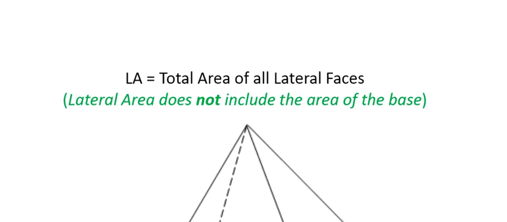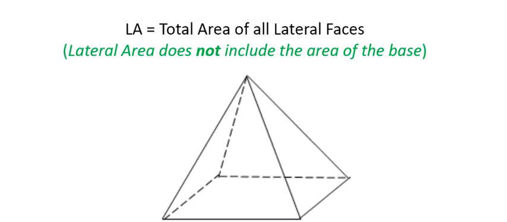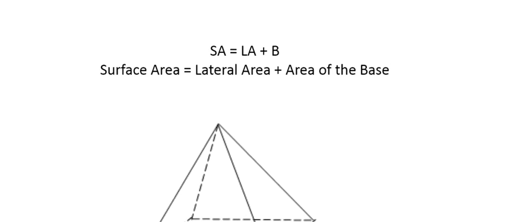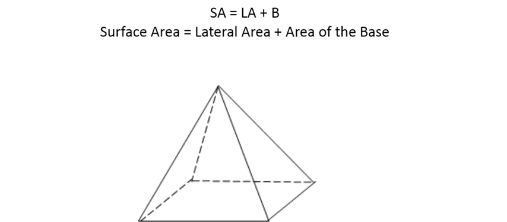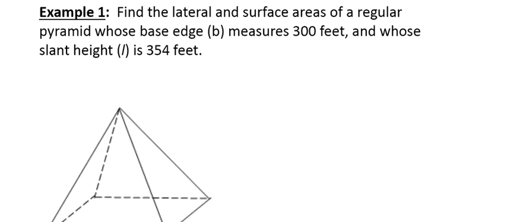All right, lateral area. Like all of the other three-dimensional figures that we've studied, lateral area is going to be the total area of all of the lateral faces and is not going to include the area of the base. And likewise, surface area does include the area of the base. However, for the pyramid, there's only one base, not two like all of the other geometric figures that we've studied thus far.